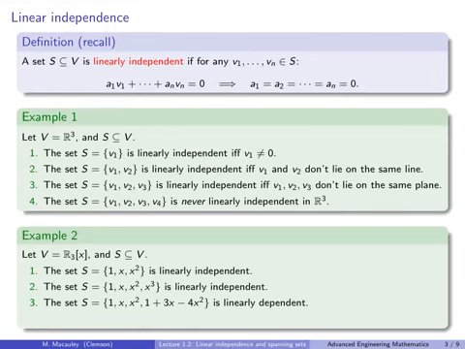I'm going to write that as blank times 1 plus blank times x plus blank times x squared plus blank times 1 plus 3x minus 4x squared equals 0. How do I fill in the blanks to get the 0 polynomial?